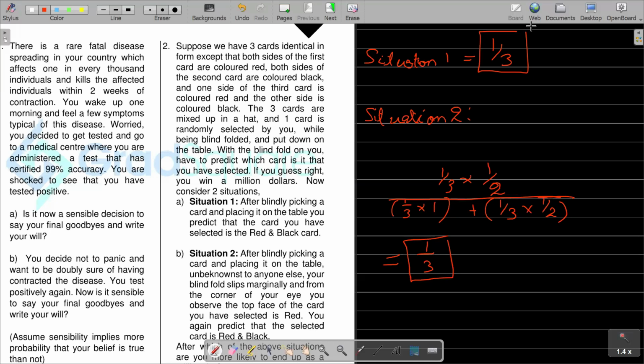So in both the cases, whether I made that observation, whether my blindfold slipped or not, did not matter. In both the cases, I have only 1/3 probability of winning $1 million if I predicted that it is a red and black card. Now tell me, in situation 2, after making that observation that one side is red, what should I have done to increase my probability of becoming a millionaire?